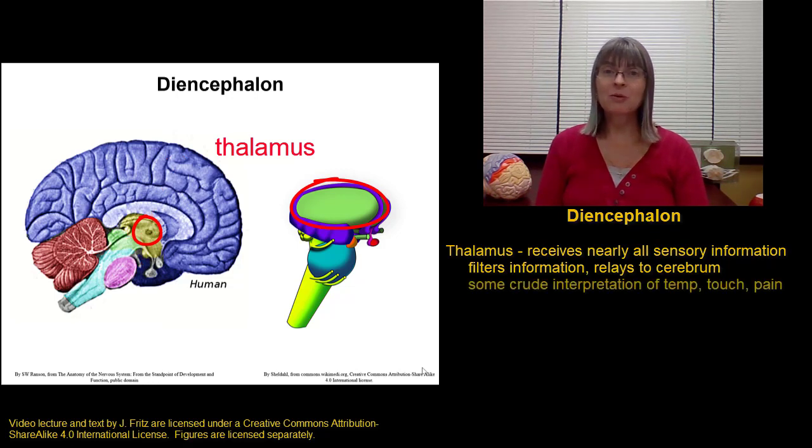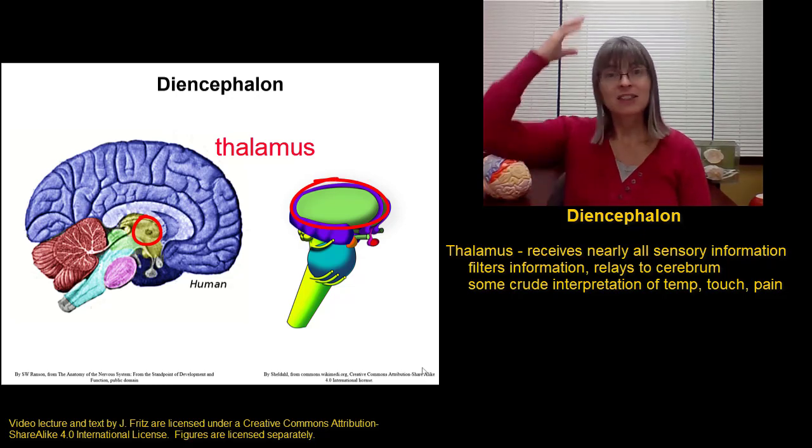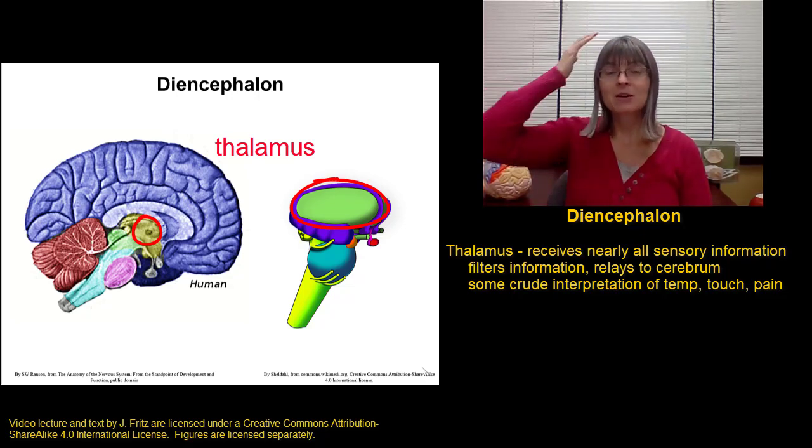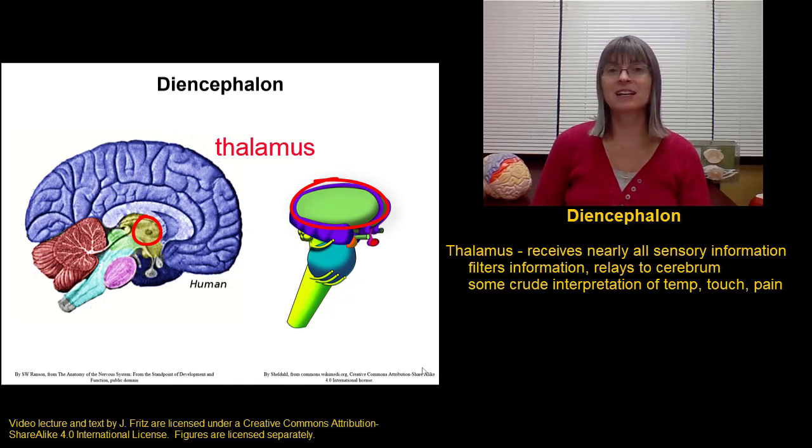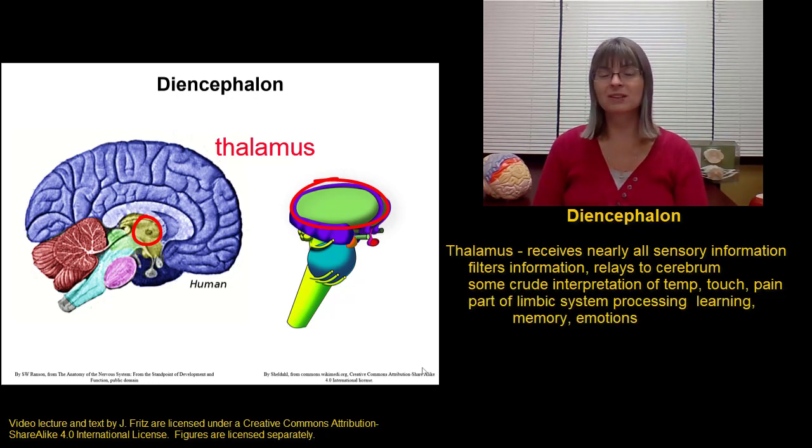The thalamus does allow us some crude interpretation of things like pain, temperature, or pressure, but it's not very specific. If we want to be specific about what we're feeling or what we're detecting with our senses, that has to go up to the cerebrum. But the thalamus can at least give us an idea of what we're feeling. In addition to its importance as a sensory relay station, the thalamus also plays a role with the limbic system, which I'll talk about later, in learning and memory.